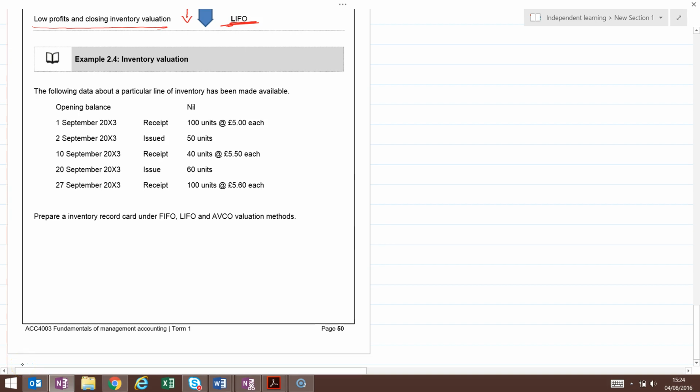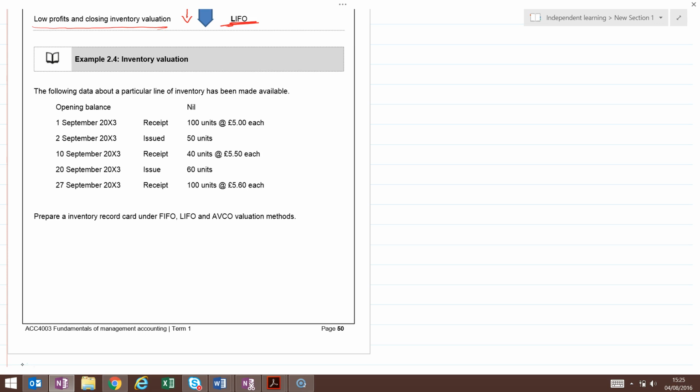Hello. Now we're going to look at example 2.4, inventory valuation. You have been given some data about a particular line of inventory. There's no opening balance. On the 1st of September you received some items. 2nd of September you issued 50. 10th of September you received some more. 20th you made another issue, and the 27th the final receipt.